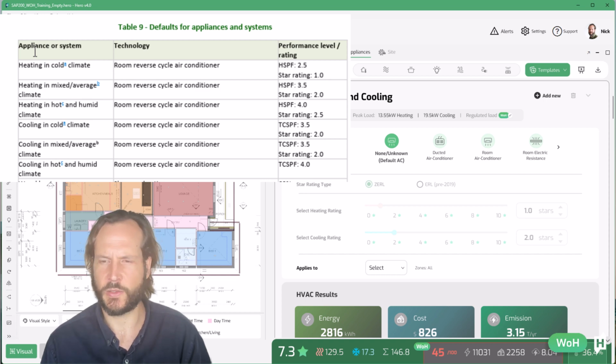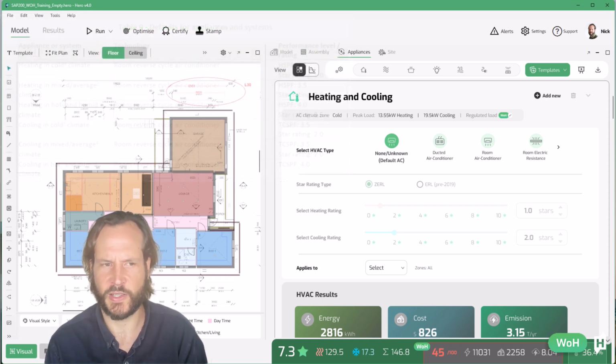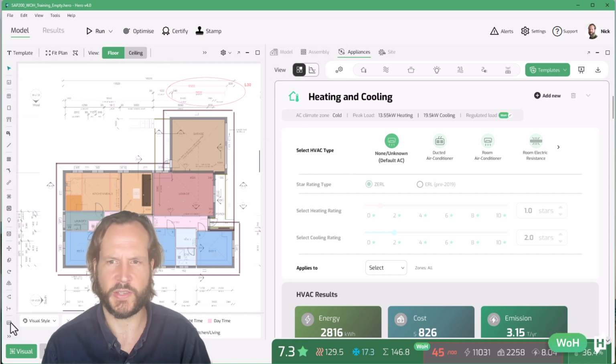But you don't really need to worry about that in Hero. You just select this unknown default AC. We already know where the climate zone is. It's shown here at the top of the header. And you'll see the star rating of this system will automatically adjust, and the star rating scale is disabled here too.